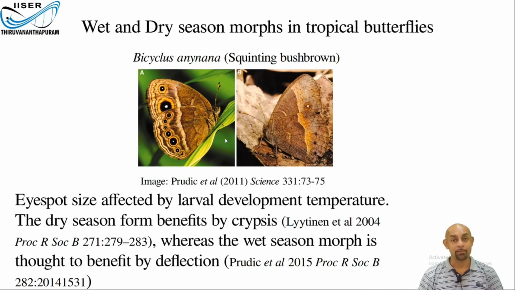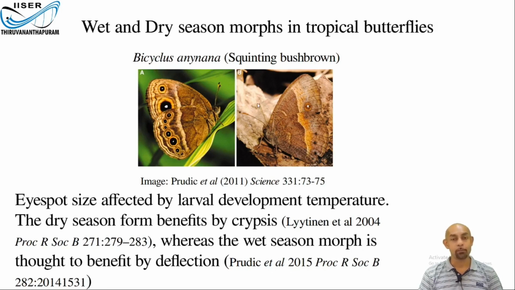In our own backyard, we have a famous example of phenotypic plasticity in wing patterns. You have this plasticity in the presence of eye spots. So here is Bicyclus anynana. This is an African butterfly, but the phenomenon which I am going to talk about is there in many tropical butterflies, including a lot of butterflies found in India.